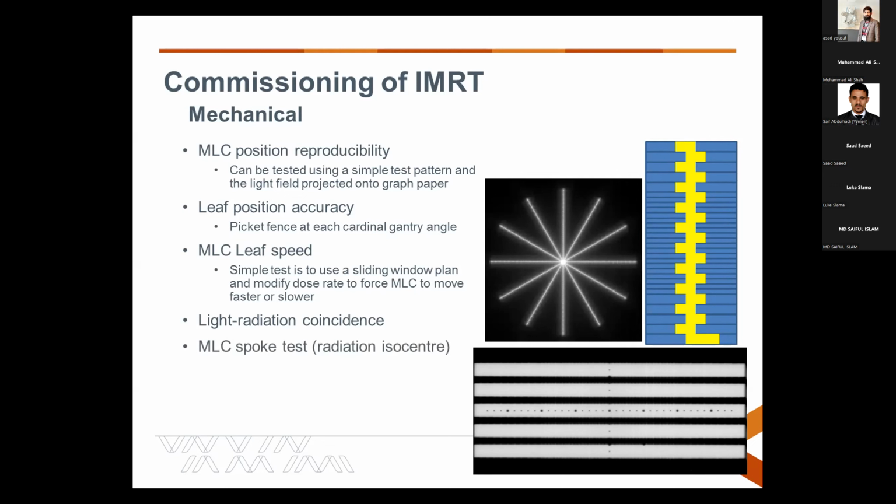And your MLC spoke shot or radiation isocenter. This is just when you rotate the collimator and deliver a series of thin MLC-defined fields, and just compare and check that the center of all these lines line up in the center there.